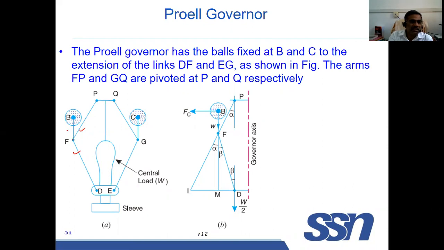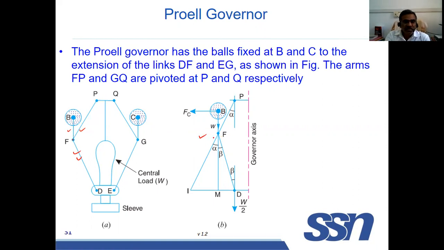This is an extension link of the lower arm. The lower arm and the link FB are an integral part, and this way it is connected. If you draw one half of the Proell governor with the forces applied, you can represent it like this. This is a free body diagram.